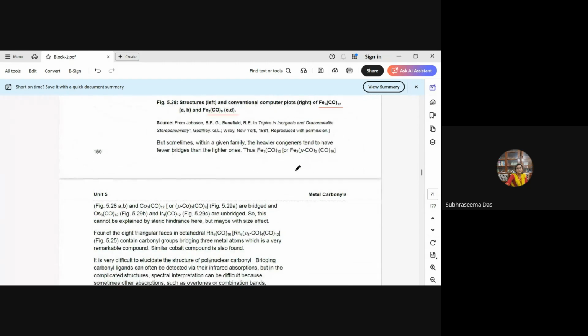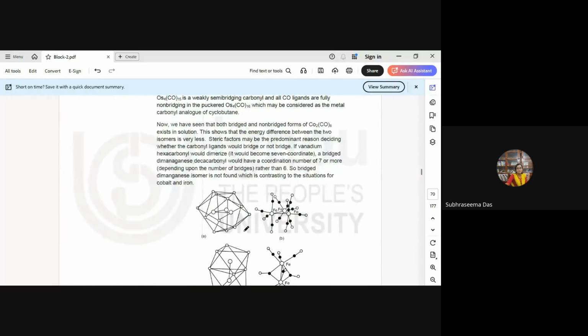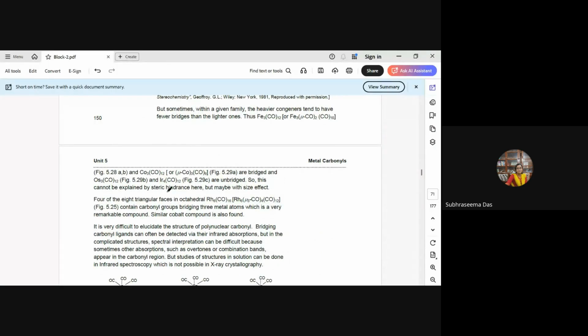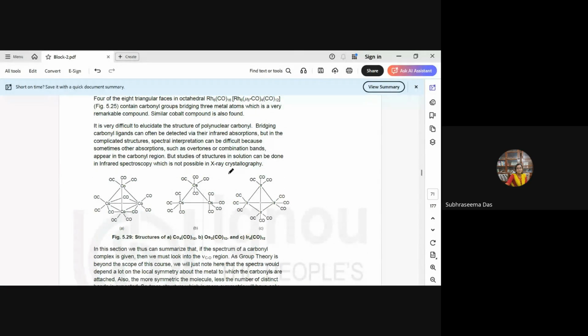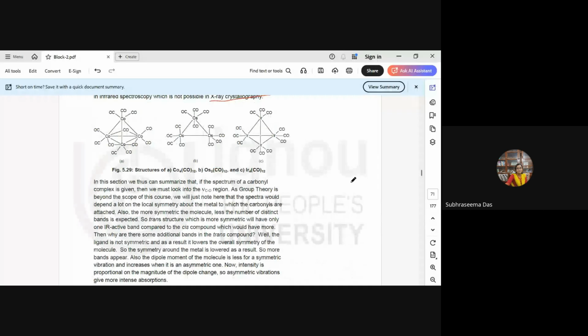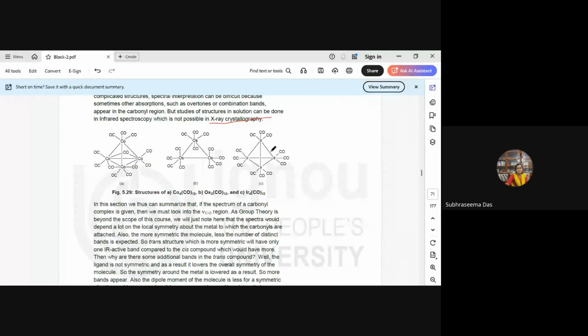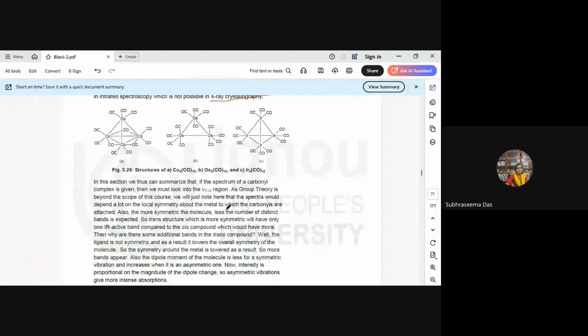So here they are bridged, and the osmium complexes, if you look here, are unbridged. What happens here cannot be explained by steric hindrance, but maybe by the size effect. It is very difficult, particularly with IR spectroscopy, to tell the exact geometry of a polynuclear carbonyl. So to exactly know the geometry of polynuclear carbonyls, single crystal X-ray crystallography has been done, which is very effective in knowing their geometry.